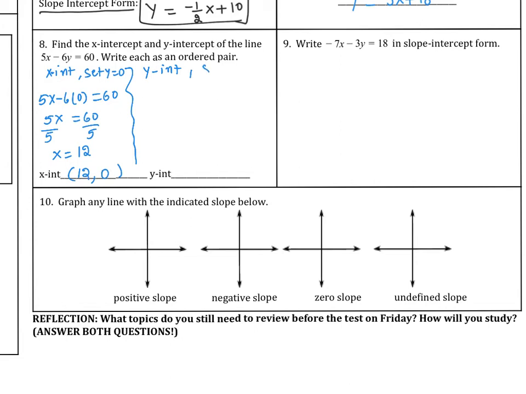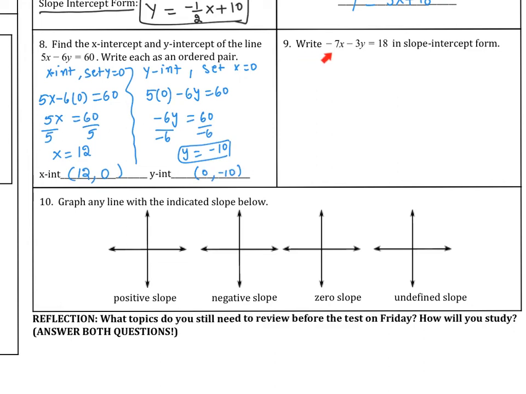For the y-intercept, you're going to set x equals 0. So 5 times 0 minus 6y equals 60. So negative 6y equals 60. Divide by negative 6 on both sides. y equals negative 10. Writing an ordered pair means writing in point form. So 0 comma negative 10.